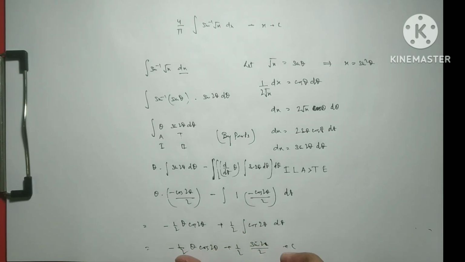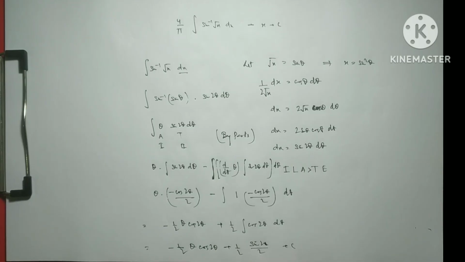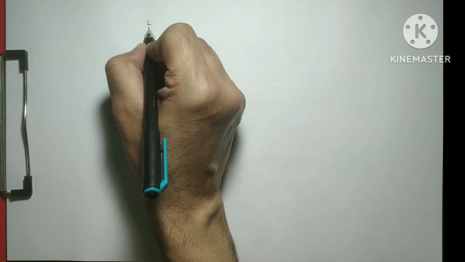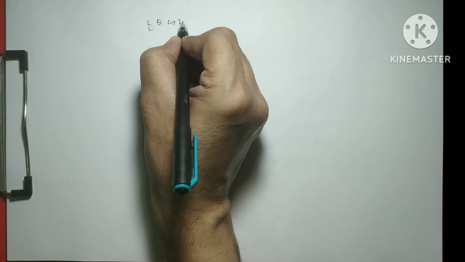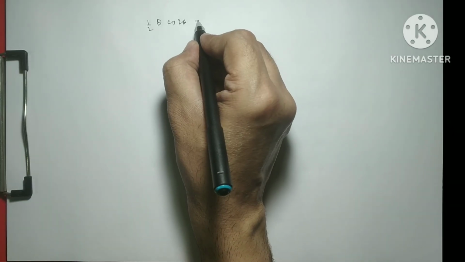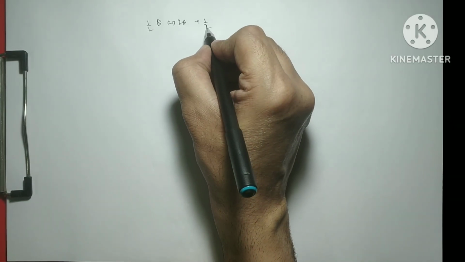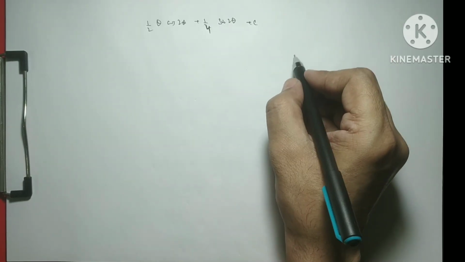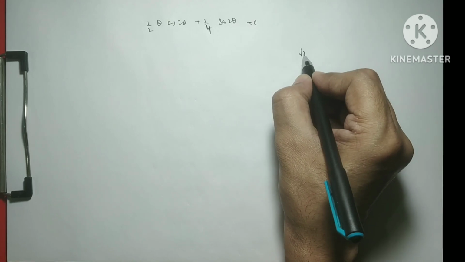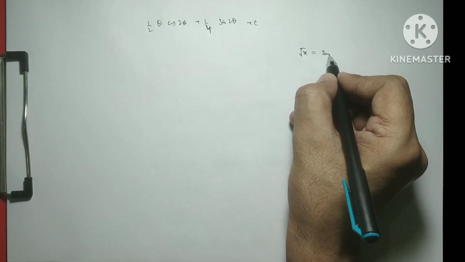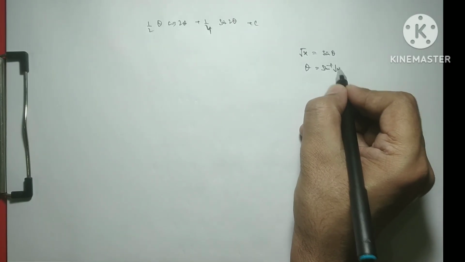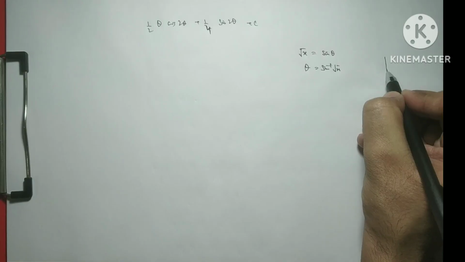So this is the overall integration, but the answer should be in terms of x, so we will use the substitution method once again. Right now we have the result, half theta cos 2 theta plus half, which is 1 by 4 sin 2 theta, and we consider root x as sin theta, so theta is sin inverse root x.